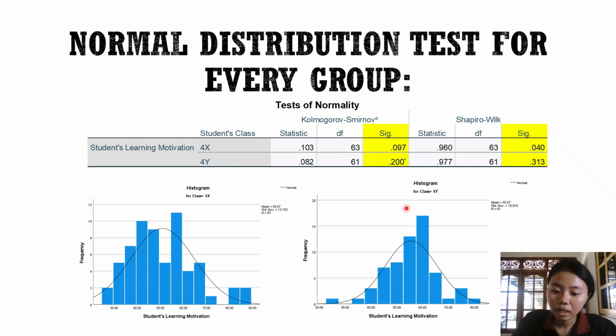And in addition, we can see the histogram also. The histogram for 4X class is not completely normal, right? But rather close to normal, but slightly skewed to the right or positively skewed. It is different with the histogram of 4Y class. As you can see, the histogram of 4Y class is normally distributed.